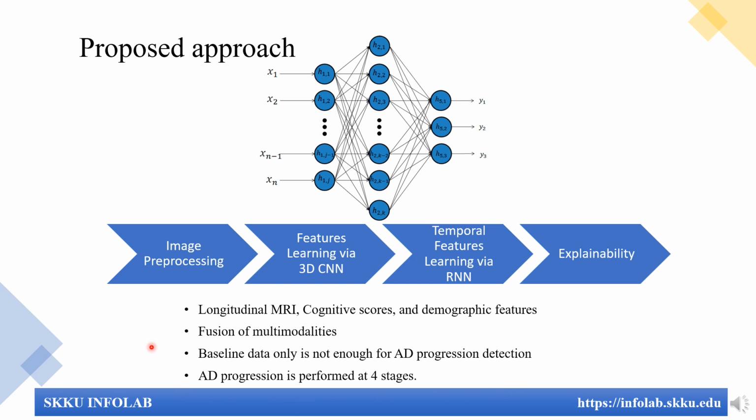We used longitudinal MRI fused with cognitive scores and demographic features. The progression detection is performed based on the fusion of multimodalities. Furthermore, we utilized longitudinal MRI because baseline data of a patient doesn't have enough information about the progression of Alzheimer's disease. The proposed framework detects the progression of Alzheimer's disease in 4 stages: MRI images preprocessing, deep features extraction via 3D CNN, recurrent neural networks for temporal features learning, and explaining the output of the proposed network.